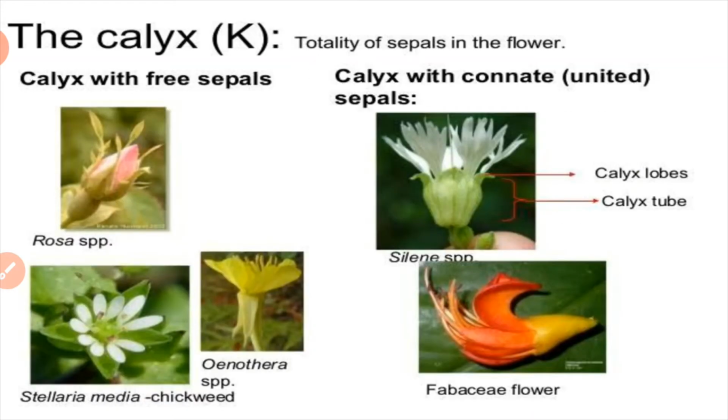So all the sepals together form the calyx. Calyx with free sepals, like in case of rose. Calyx with connate or united sepals, in case of Fabaceae flower.